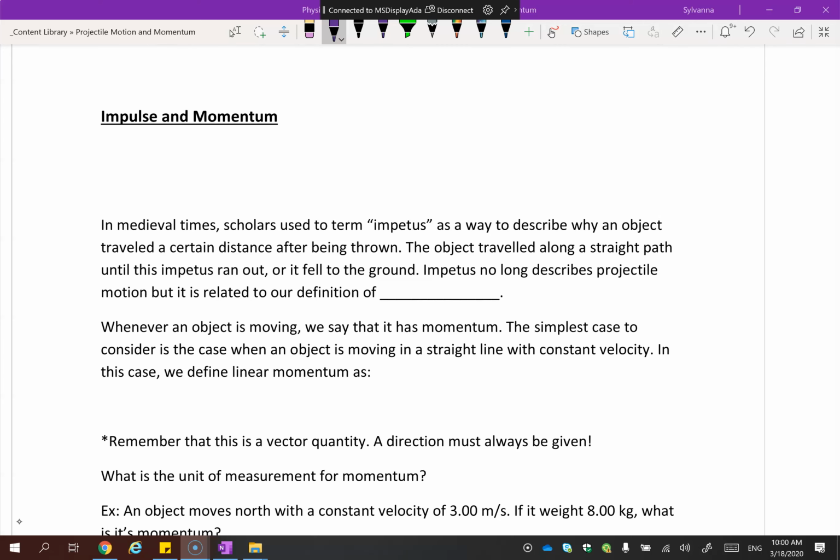In medieval times, scholars used the term impetus as a way to describe why an object traveled a certain distance after being thrown. This is a vector that could look something like this, that has a magnitude. The object traveled along a straight path until this impetus ran out, or fell to the ground. Impetus no longer describes projectile motion, but is related to our definition of momentum.